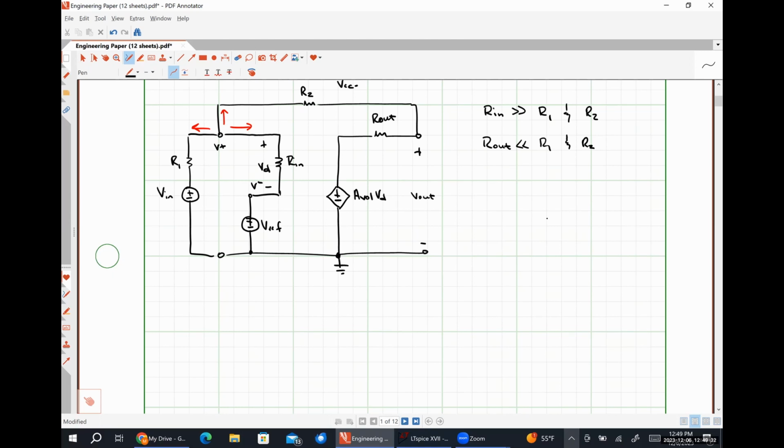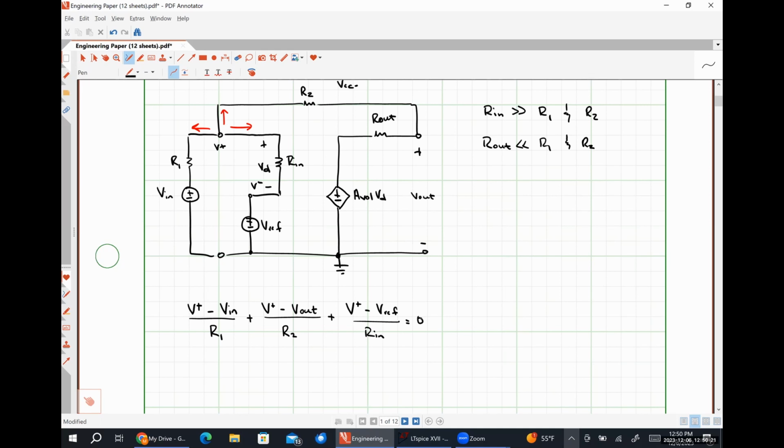So I should have my voltage (V plus minus Vn) divided by R1, plus (V plus minus V out) divided by R2, plus (V plus minus V ref) divided by Rn, is equal to 0. That's what my KCL relation is going to look like, right?